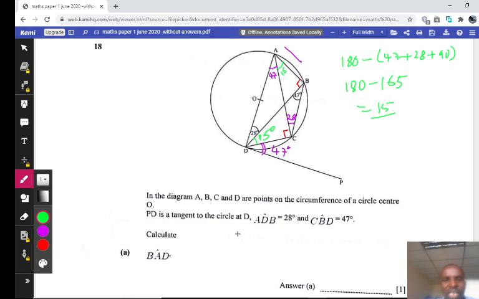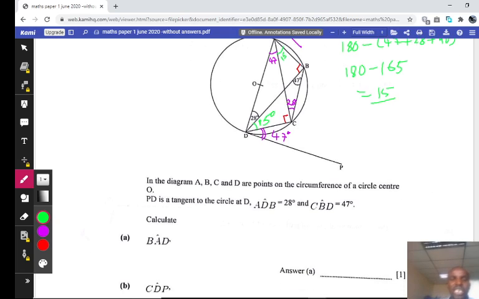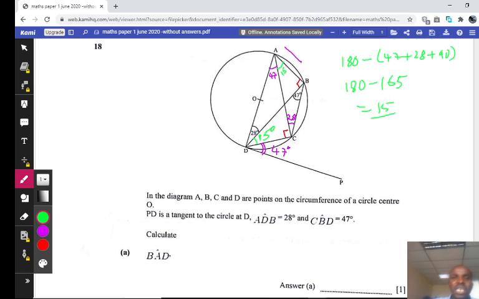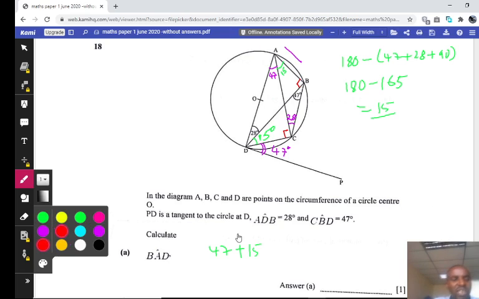Is there another angle that is missing? I'm sure I found all the angles that are needed in this case, right? So let's just substitute. Let's just put our answers here. Angle BAD. So it's 47 plus 15 degrees. What do you get? You get 62 degrees. So it's 62 degrees. Done.